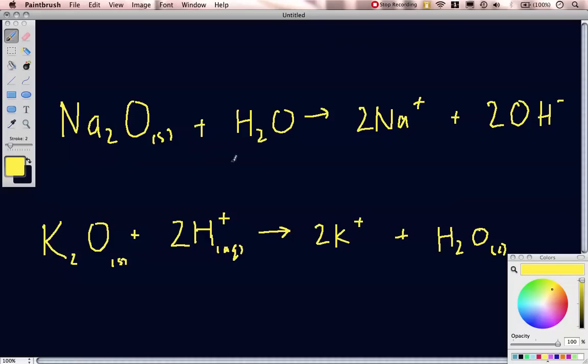So, guys, it represents the two key points for metallic oxides. Firstly, they dissolve in water and they form hydroxide ions, and secondly, they react with acids in neutralization equations to form salts and water. So, guys, that is our basic oxides.